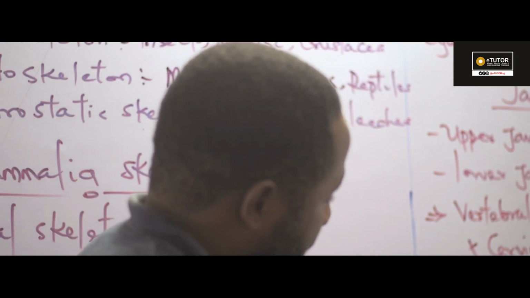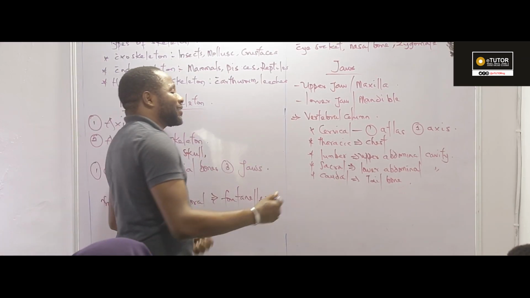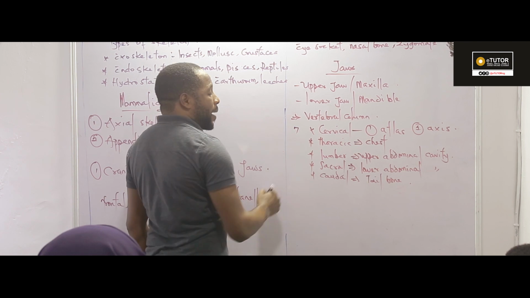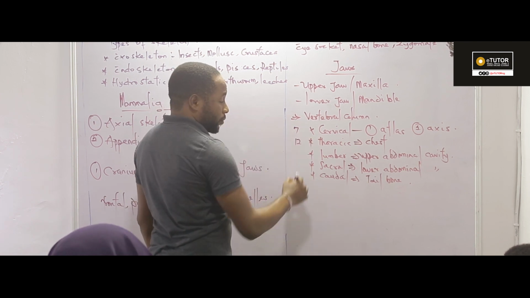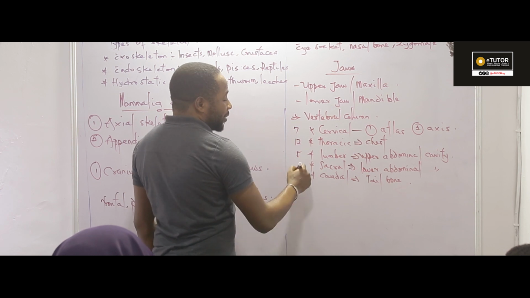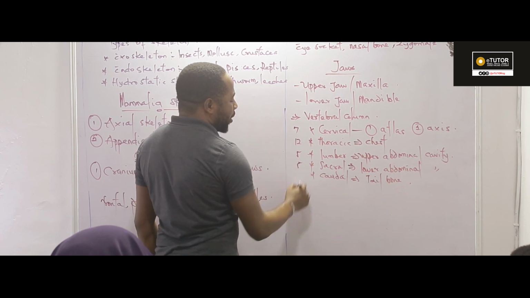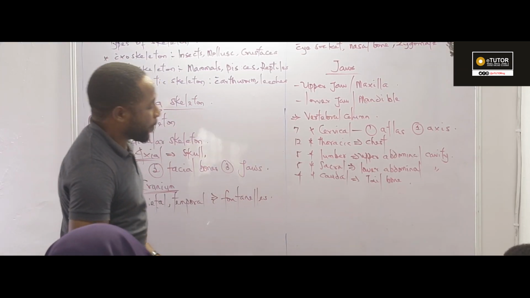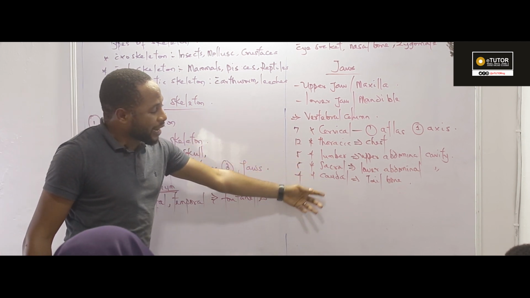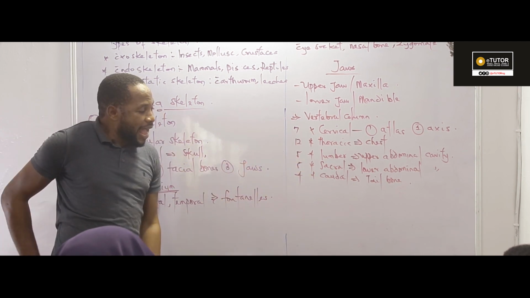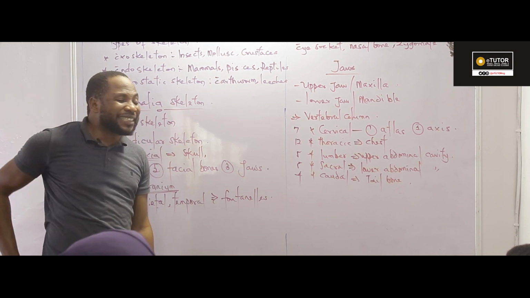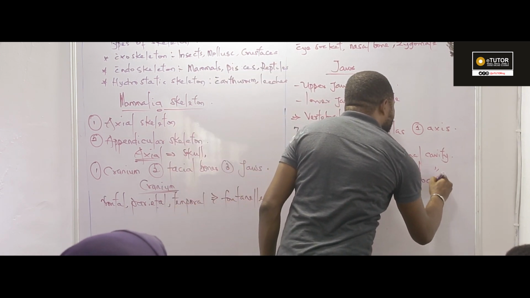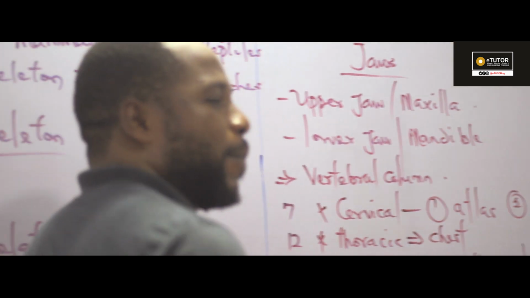Now, in human, the cervical are 7 in number, the thoracic 12, the lumbar are 5, the sacral are 5, the cauda is what? 4. So, for the cauda bone in human, there are 4 small bones that are fixed together to form a structure called coccyx, the bone of the buttock.